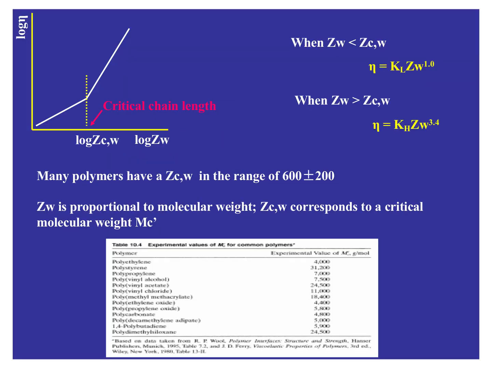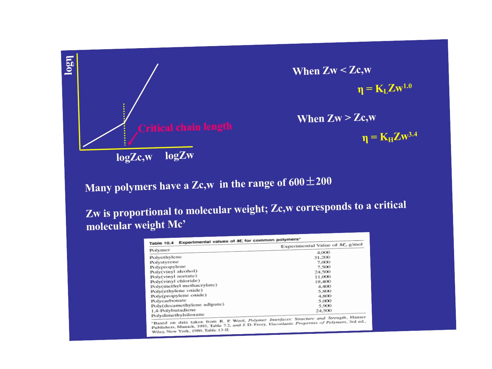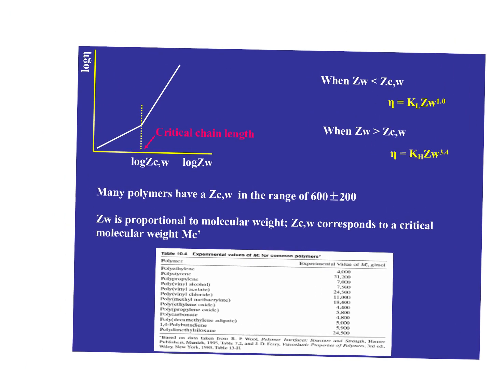But in this case, we then have this relationship which shows us that below this value of log Z sub cw, we have one slope, which is about 1 here, and then as we go above that value, we get to a much higher slope of 3.4. All right, and you see that in these two equations. So when Z sub w is less than this critical chain length, we have this viscosity is equal to the factor K sub l times Z sub w to the 1.0 power.